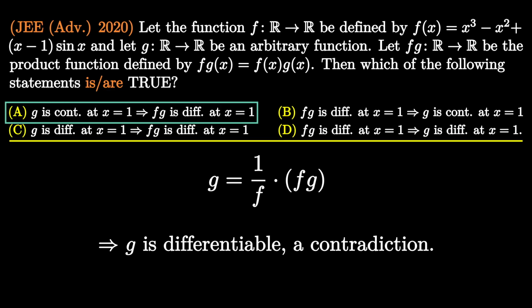In other words, the product of a non-zero differentiable function and a non-differentiable continuous function cannot be differentiable because it implies a contradiction, as we saw just before.